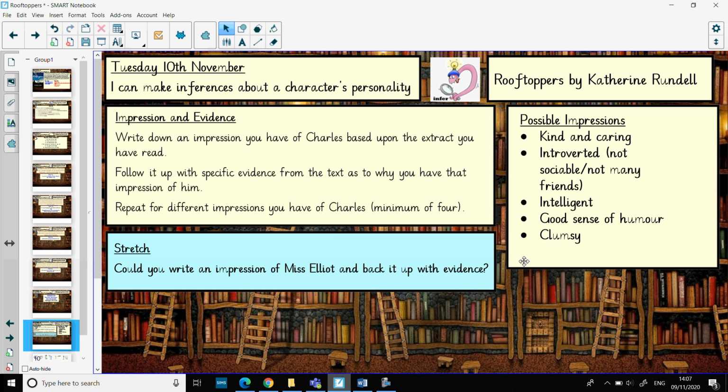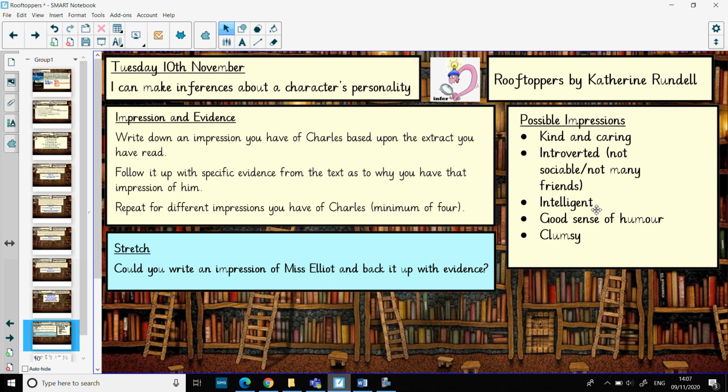Now what I've done to make it a little bit easier is I've come up with possible impressions, things that you might think of Charles based on the extract. And I've actually come up with 5 different options here, so you could pick 4 from there really if you wanted to. So I've gone for kind and caring. He seems kind and caring to me. Quite introverted. What introverted means is he's not very sociable. He may not have met many friends. That's one impression I have of him. He comes across quite intelligent to me, so I think he might be quite a clever person.